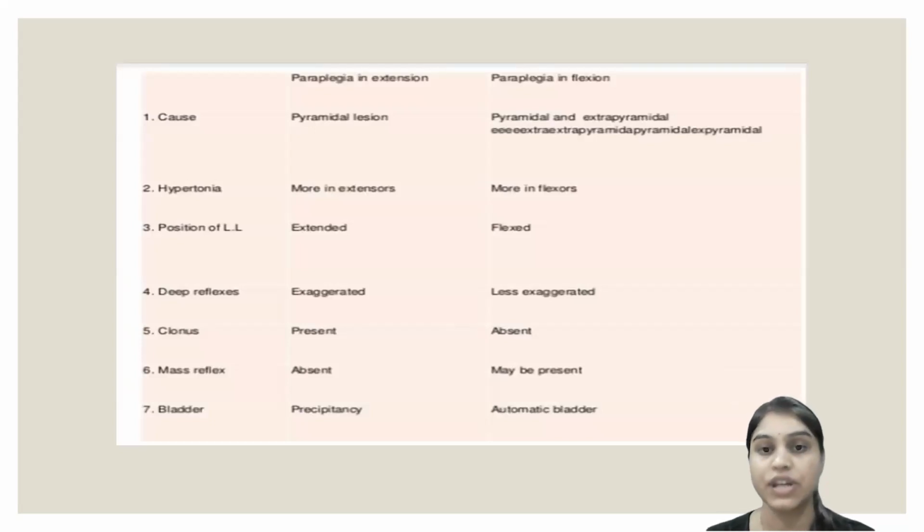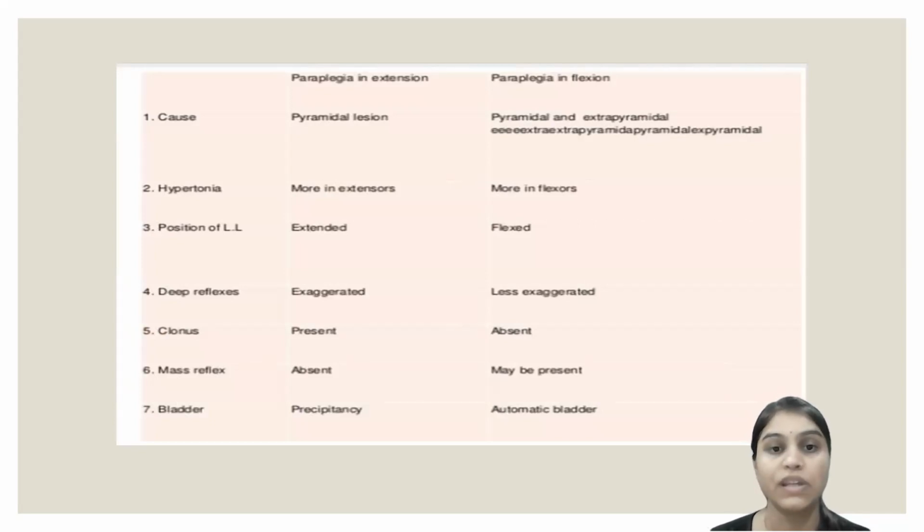Paraplegia in extension and paraplegia in flexion: some comparisons. Paraplegia in extension, pyramidal lesion; paraplegia in flexion, pyramidal and extrapyramidal lesion. Hypertonia: paraplegia in extension, more in extensors; paraplegia in flexion, more in flexors. Position of lower limb: extended in paraplegia in extension, flexed in paraplegia in flexion.